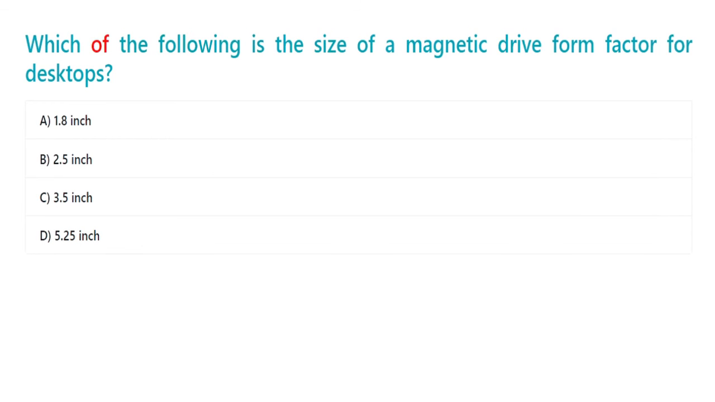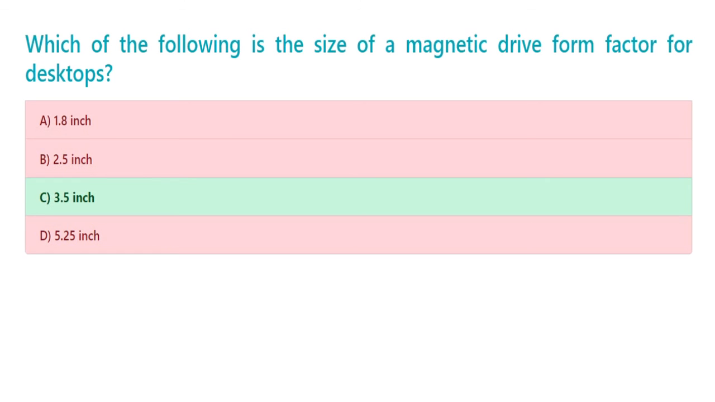Which of the following is the size of a magnetic drive form factor for desktops? A. 1.8 inch. B. 2.5 inch. C. 3.5 inch. D. 5.25 inch. The correct answer is C. 3.5 inch.